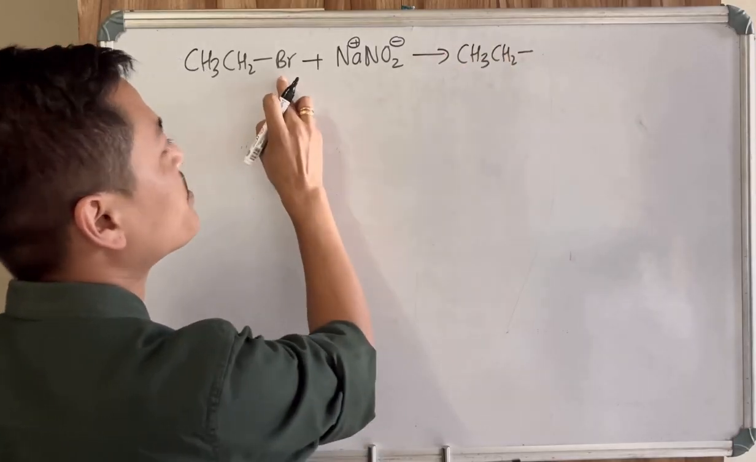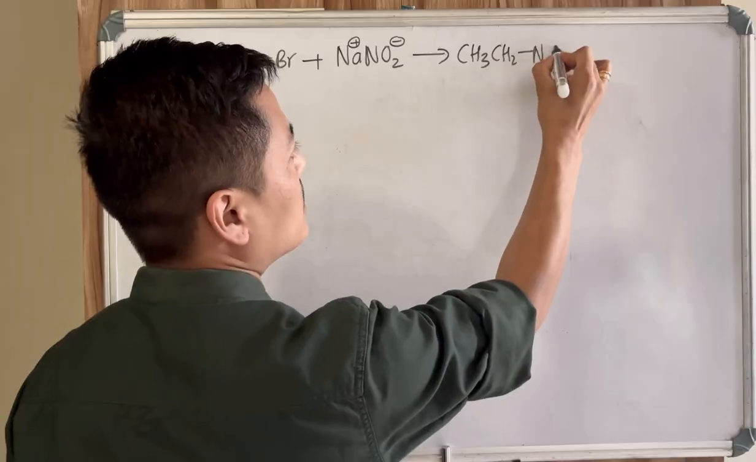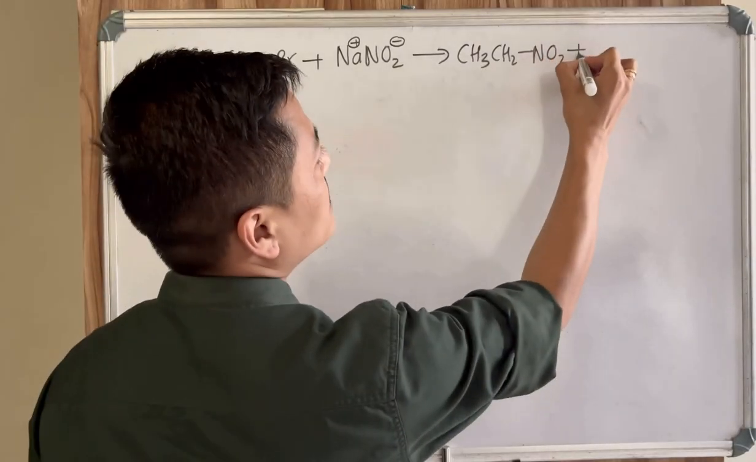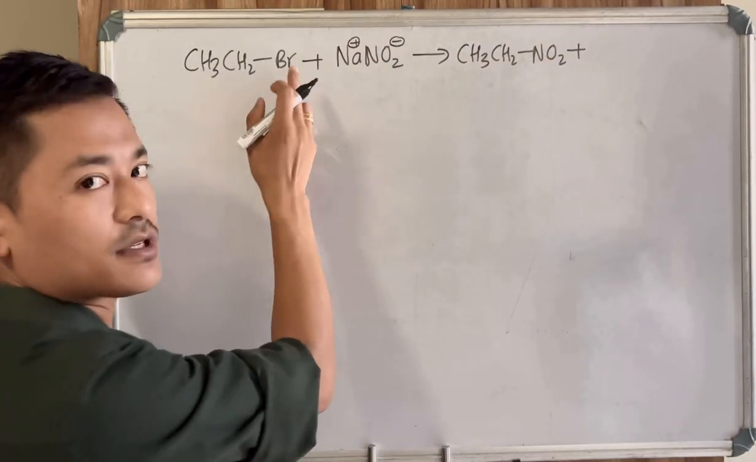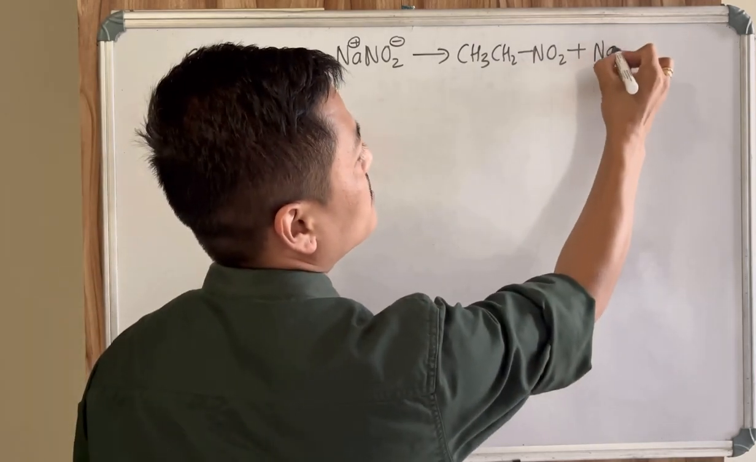CH3CH2, so instead of Br, NO2 will attack over here, and this Na plus and that Br minus which is coming out from here will combine together to form NaBr.